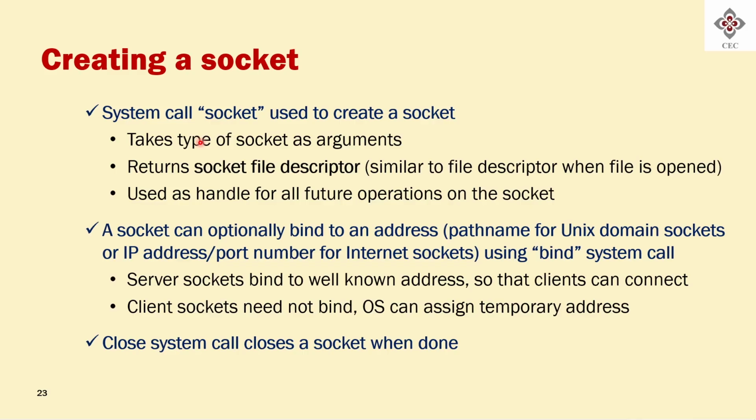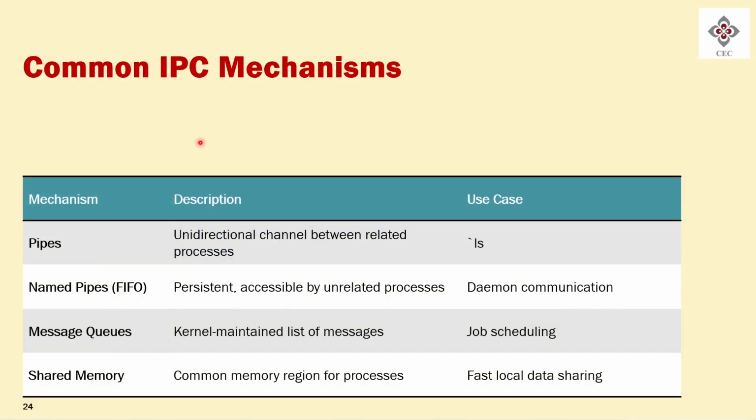Once it is done, the close system call is used for closing the socket. So, this is the overall overview about how sockets can be used for communicating between two processes running on two different machines. And we have the common IPC mechanisms like pipes, named pipes, message queues and shared memory.